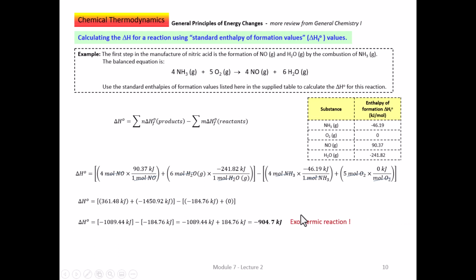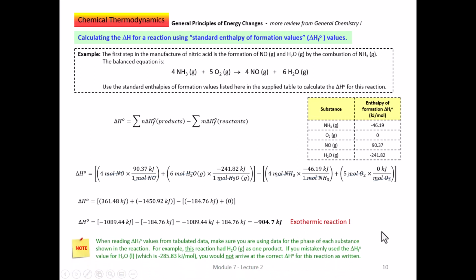It's an exothermic reaction. Again, I want to emphasize that when you read delta H of formation values from tabulated data, make sure you're using data for the phase of each substance shown in the reaction. So for example, as I mentioned, this reaction had H2O gas as one product. If you mistakenly use the delta H value for H2O liquid from the table, which is minus 285.83, you would not arrive at the correct delta H for this reaction as written.